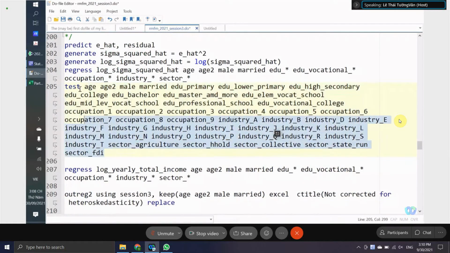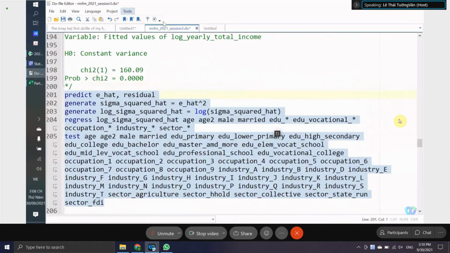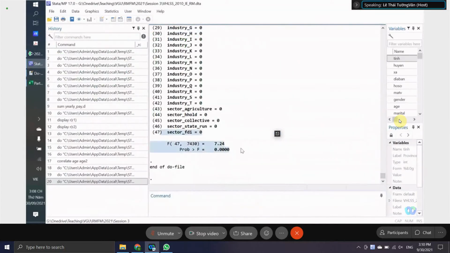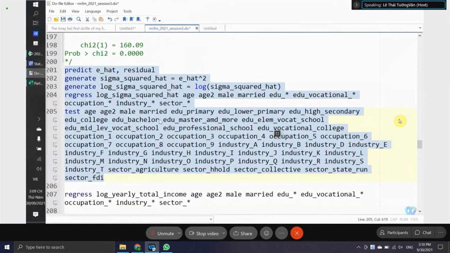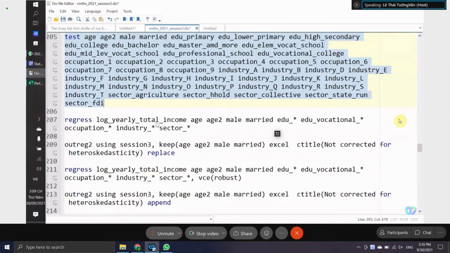The result will not be exactly the same as when you run the test this way, but they are more or less the same, so you will get the same conclusion. Maybe the test value is a little bit different due to the built-in function in Stata. But the idea is that you regress the square of the estimated error on the set of the independent variables.